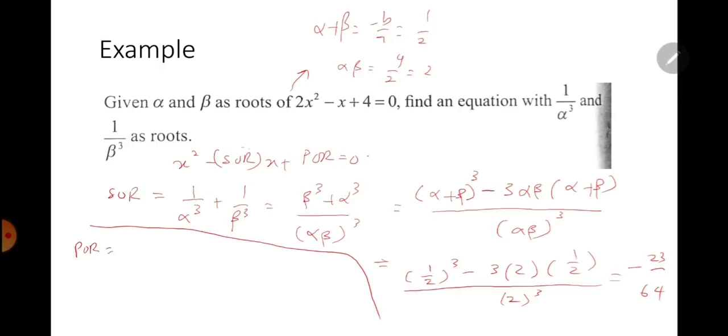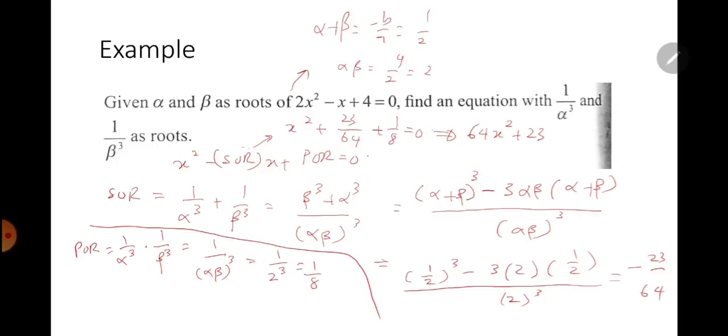So your product of roots will be 1 over alpha cubed times 1 over beta cubed. That will be 1 over alpha beta power 3. So your answer will be 1 over 2 power 3, which is 1 over 8. So your new equation with 1 over alpha cubed and 1 over beta cubed as roots will be x squared plus 23 over 64 x plus 1 over 8 equals 0, or you can rewrite this by multiplying the whole thing by 64. So you will get 64x squared plus 23x plus 8 equals 0. So that's your new equation.